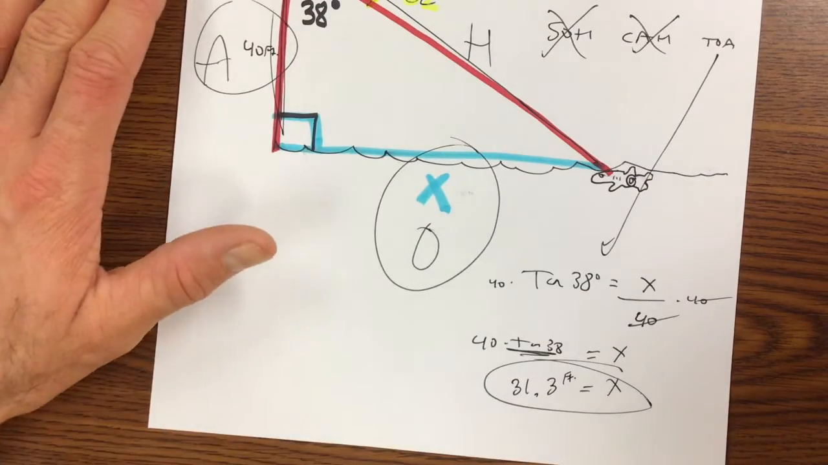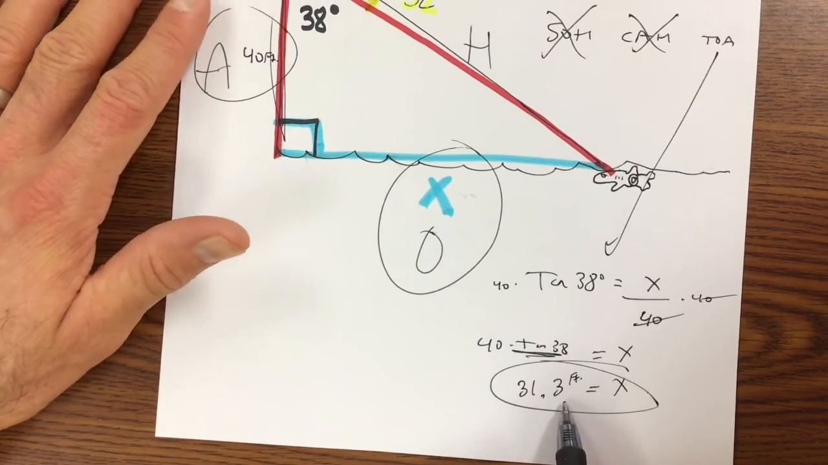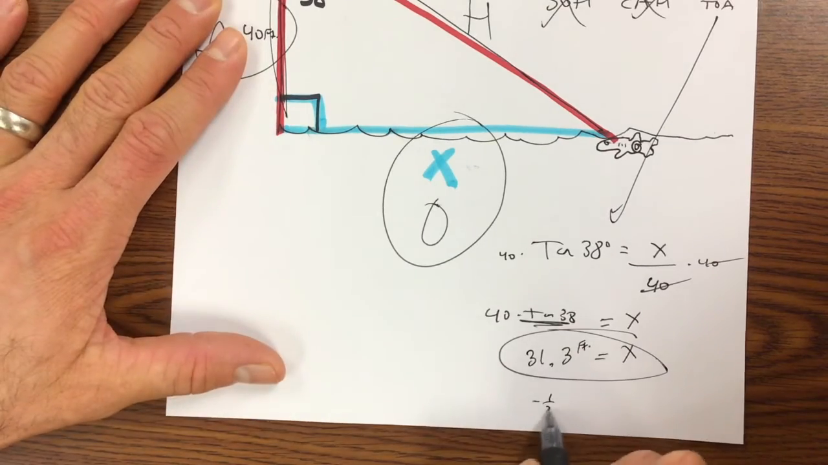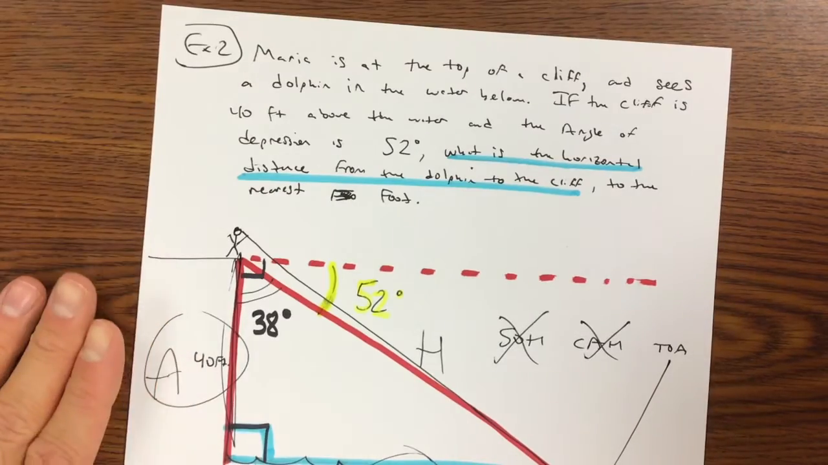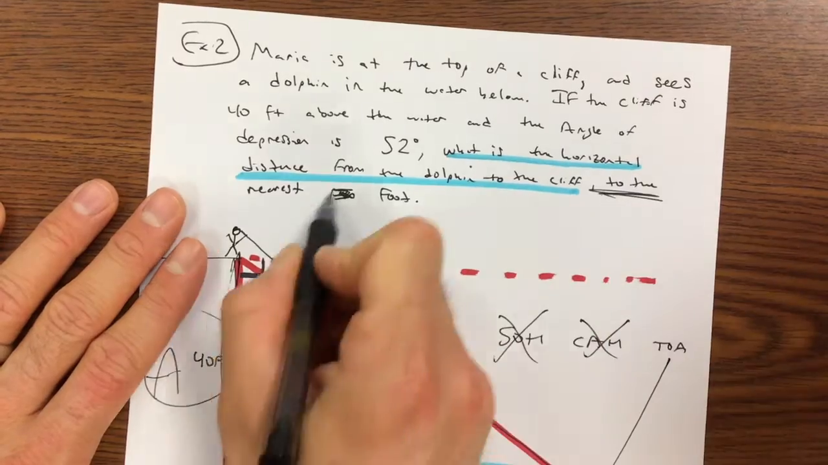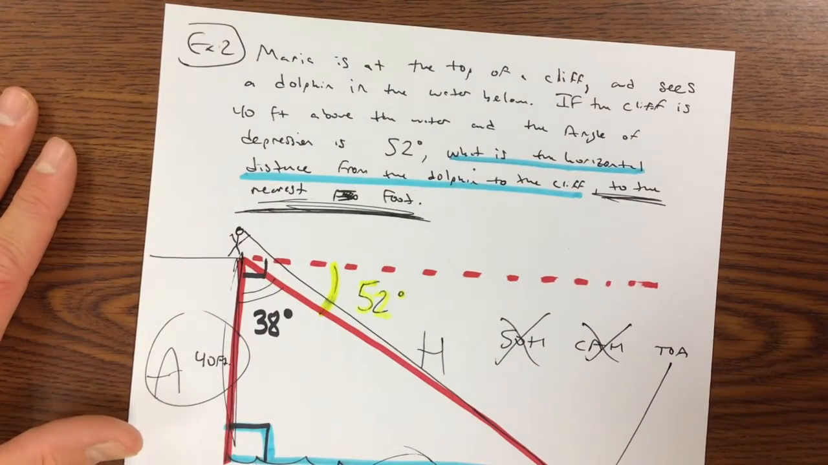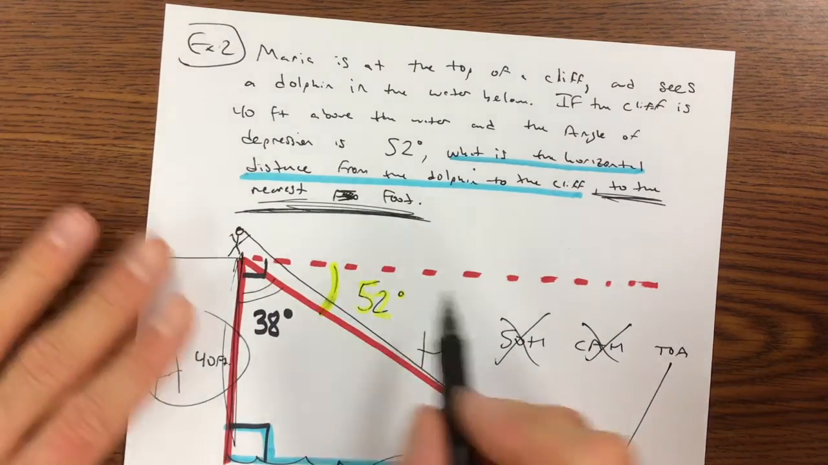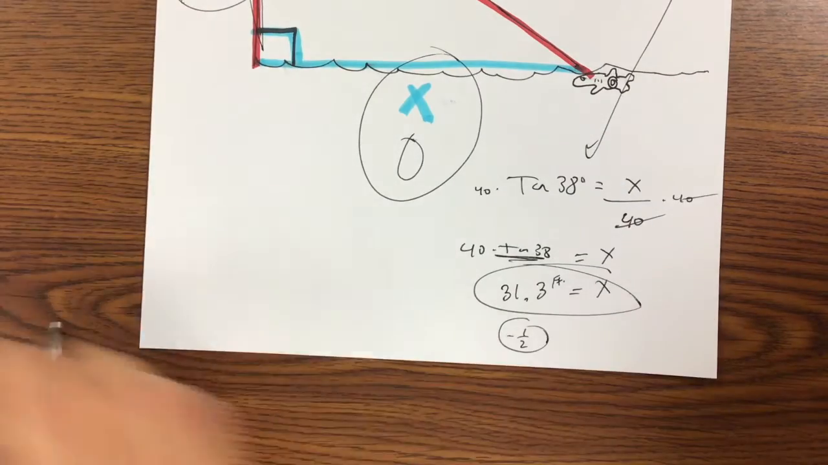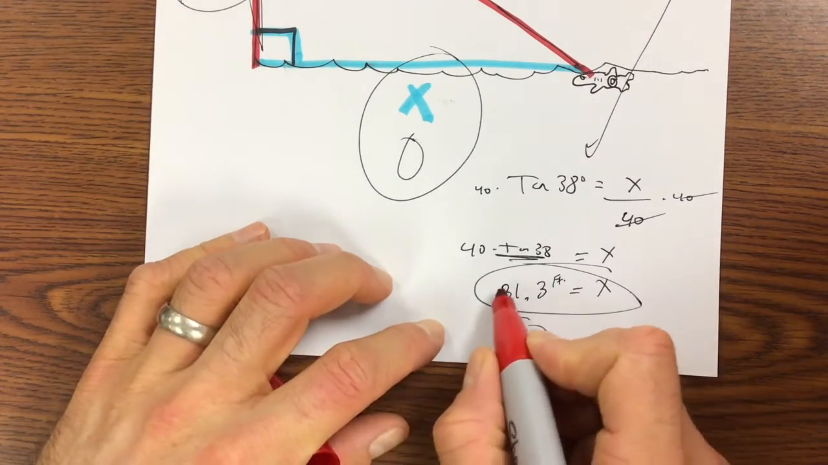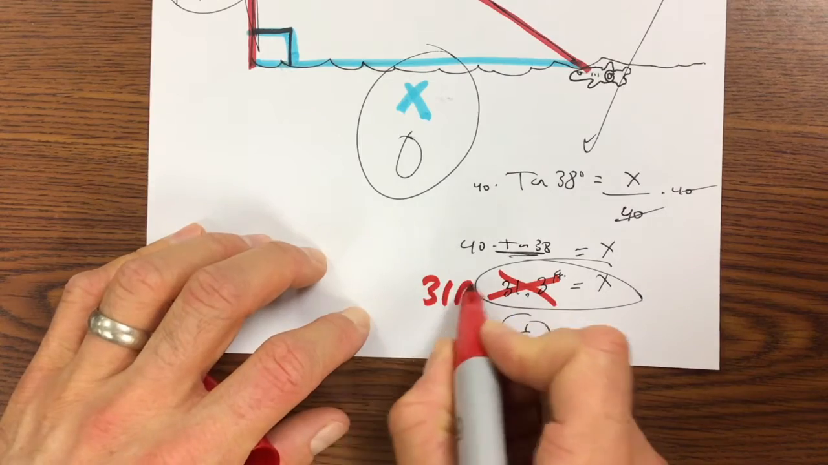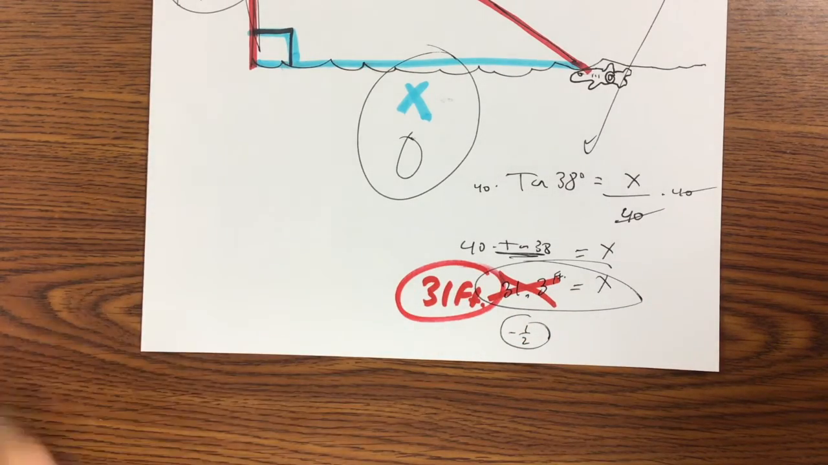Circle that as the answer. And if you gave that as the answer on a quiz or a test, I'd take a half point off. Shame on you. Read the directions. What do the directions say? To the nearest foot. Make sure you read the directions. So 31.3 feet? I don't think so. It's 31 feet. Round to the nearest foot.